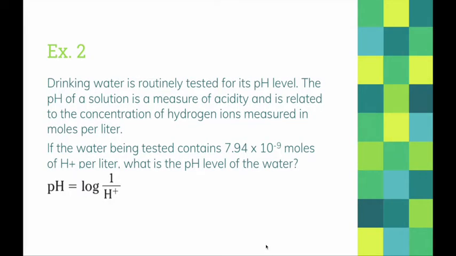Drinking water is routinely tested for its pH level. The pH of a solution is a measure of acidity and is related to the concentration of hydrogen ions measured in moles per liter. If the water being tested contains 7.94 times 10 to the negative 9th moles of hydrogen ions per liter, what is the pH level of the water? So, log base 10 of 1 over 7.94 times 10 to the negative 9th. And we're probably going to want to plug that into a calculator.